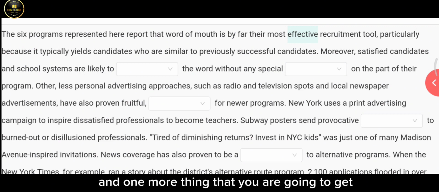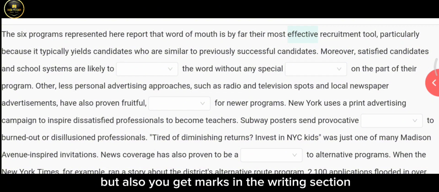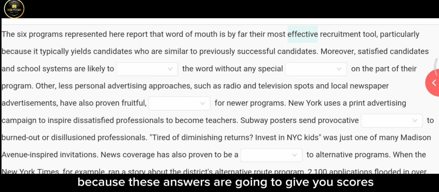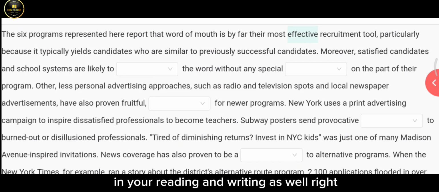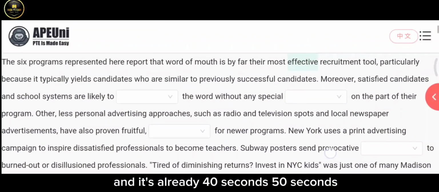And one more thing, you're going to get marks in both sections, not only in reading, but also in the writing section. So make sure that your answers are correct, because these answers are going to give you scores in your reading and writing as well, right? So let's just start this question, and it's already 40 seconds, 50 seconds.